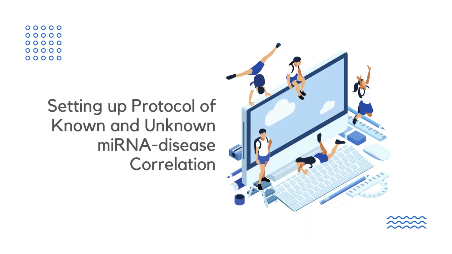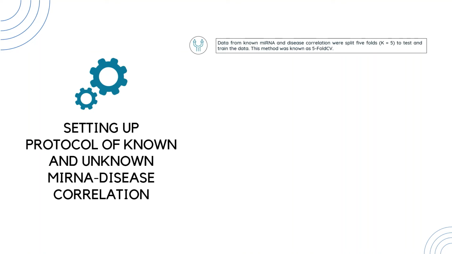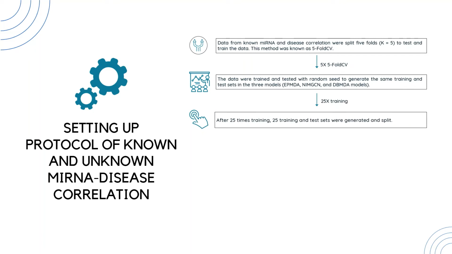Moreover, for setting out protocols of known and unknown mRNA disease correlation, data from known mRNA and disease correlation were split fivefold, k equal to 5, to test and train the data. This method was known as fivefold CV. After 5 times of fivefold CV, the data were trained and tested with a random seed to generate the same training and test sets in the 3 models. After 25 times training, 25 training and test sets were generated and split.